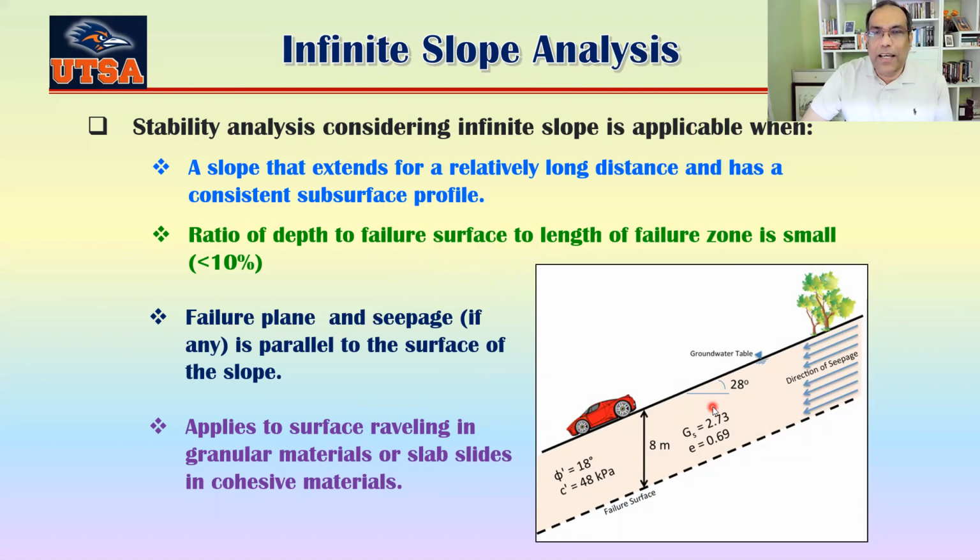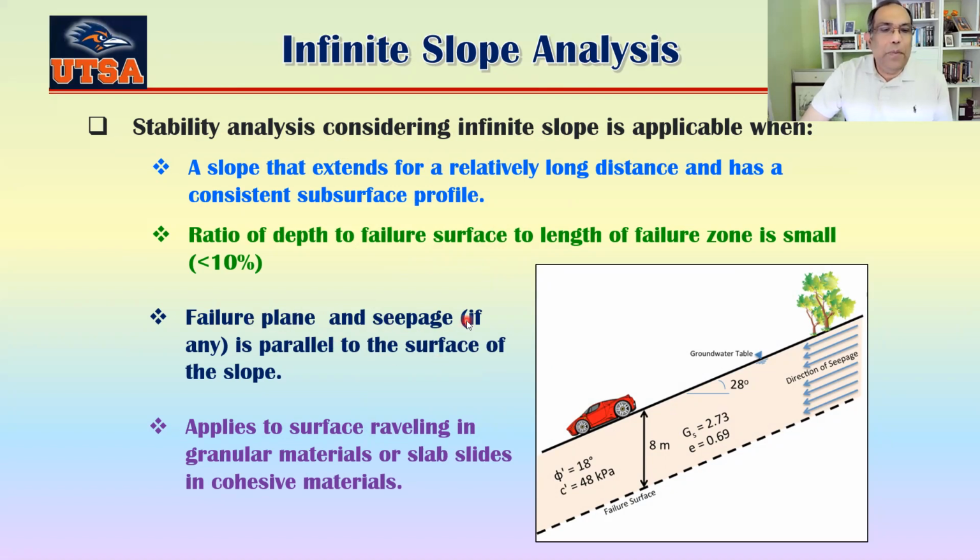That's the first thing. Second thing, what do we mean by long? Actually, the ratio of depth to failure surface to the length of failure zone is smaller than 10%, okay? So basically the ratio of that depth here with respect to the length that will fail, if this is less than 10%, then we consider that as an infinite slope.